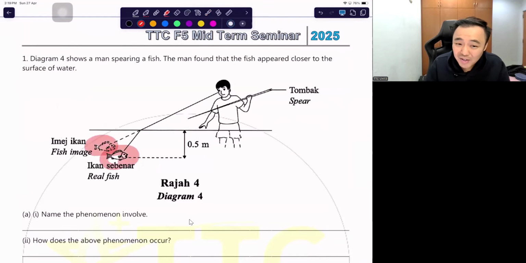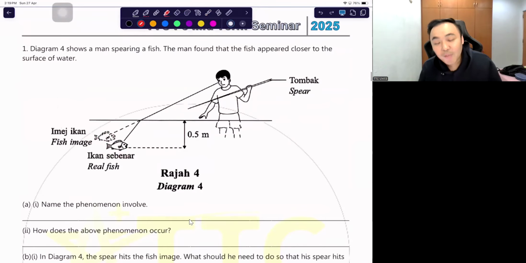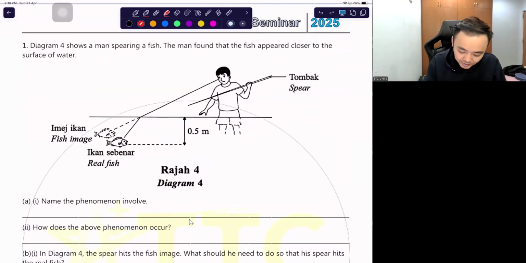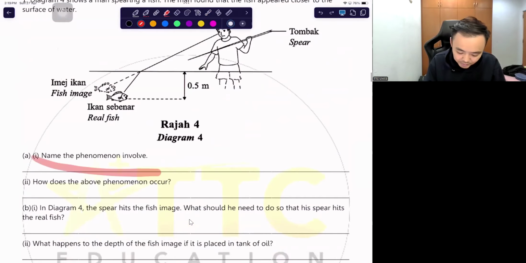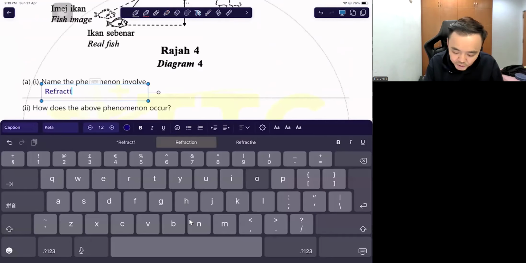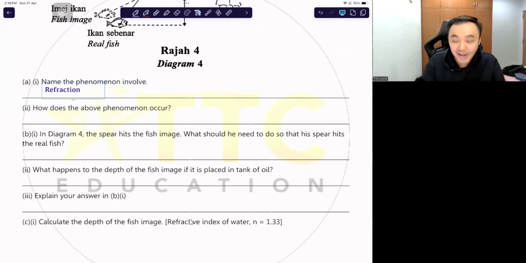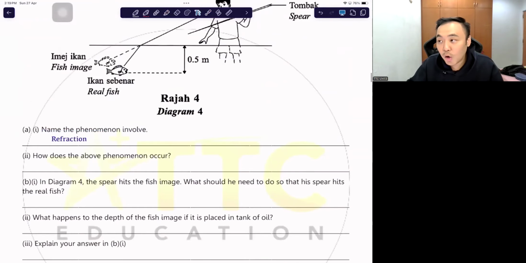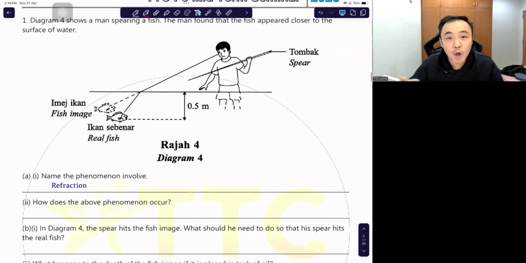What kind of condition is this? Very typical questions. When you see two objects, one shallower, one deeper, that is what we know as refraction. What's the effect of refraction? Refraction will cause the light to bend. So when refraction happens, your things will look shallower, it looks closer.